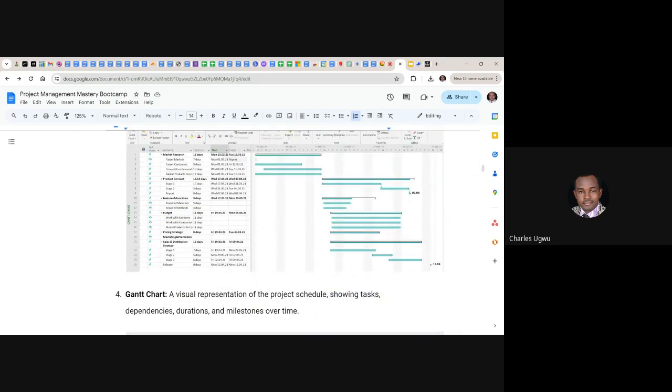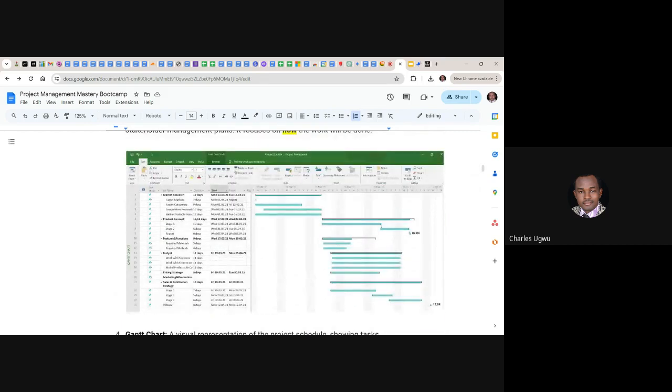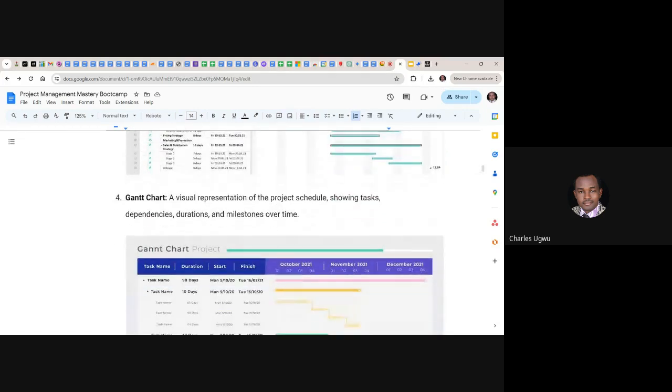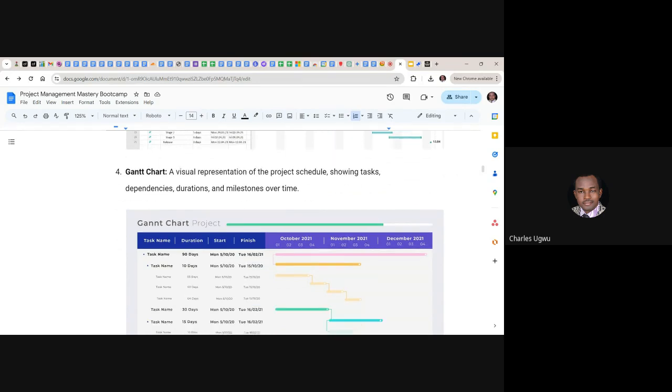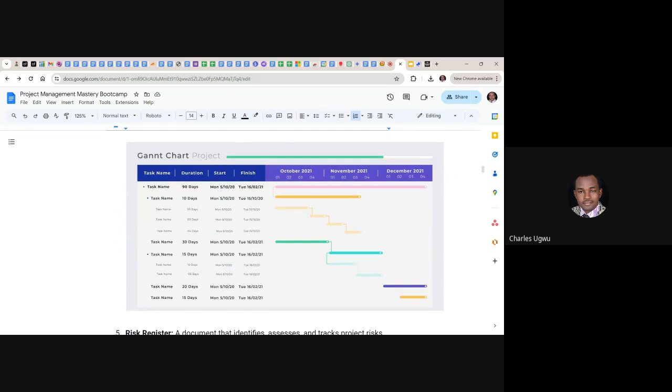And from this project plan, another thing comes out. We call it a Gantt chart. A Gantt chart is a visualization, a visual effect of all the things that are going on. With a Gantt chart, you can see how it's flowing. Activities are flowing in a kind of visual diagram or visual graphing. So this is a Gantt chart. It's a visual representation of the project schedule showing tasks, dependencies, duration, and milestones over time. So this is how the Gantt chart looks.